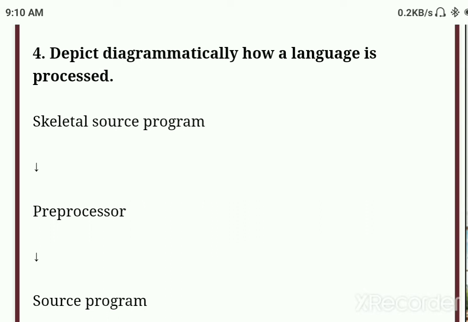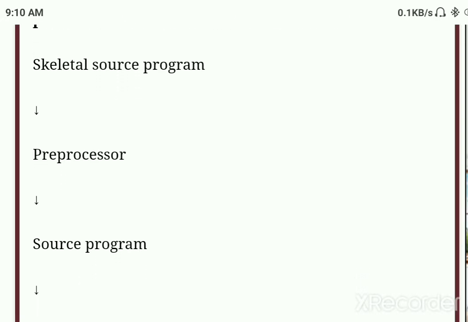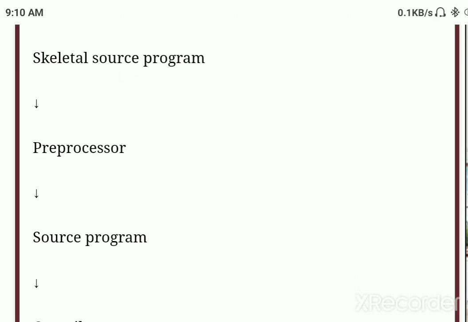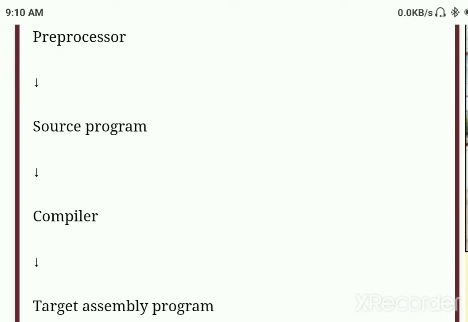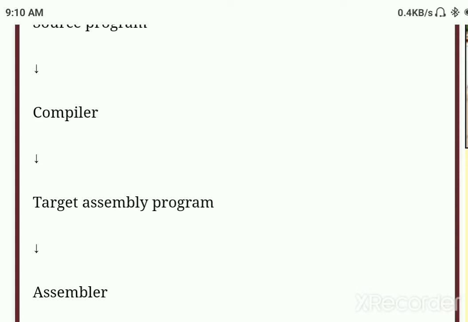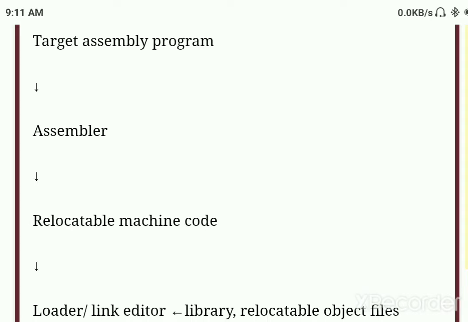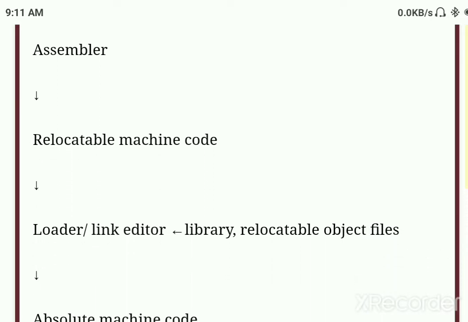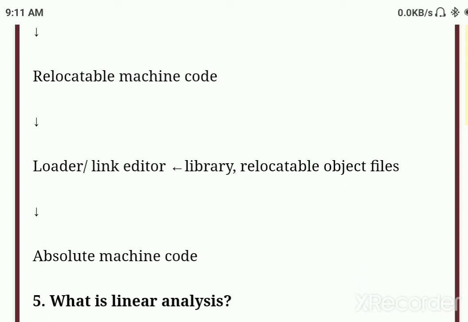Depict diagrammatically how a language is processed. First, skeletal source program. Then the preprocessor is applied. Then it goes to the source program. Then the compiler makes it a target assembly program. The assembler produces relocatable machine code. Then the loader or linker editor makes the absolute machine code.